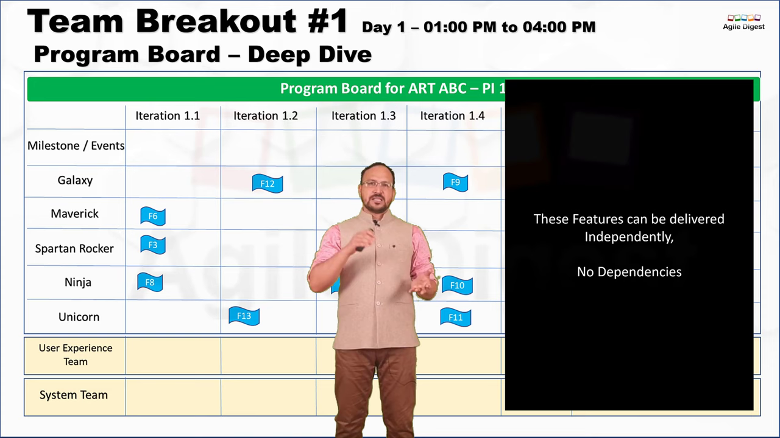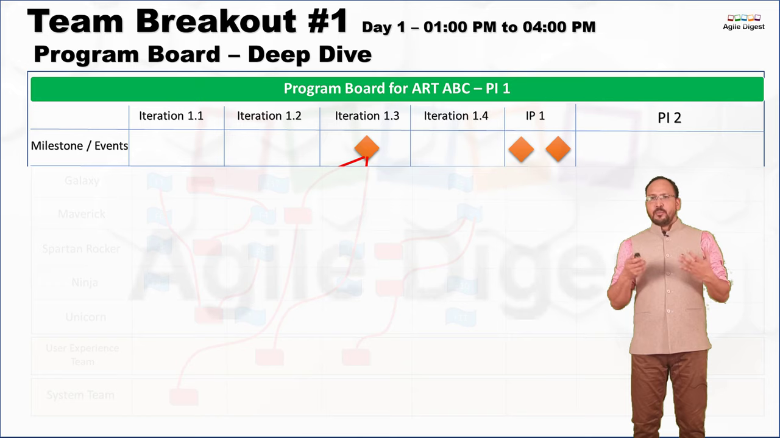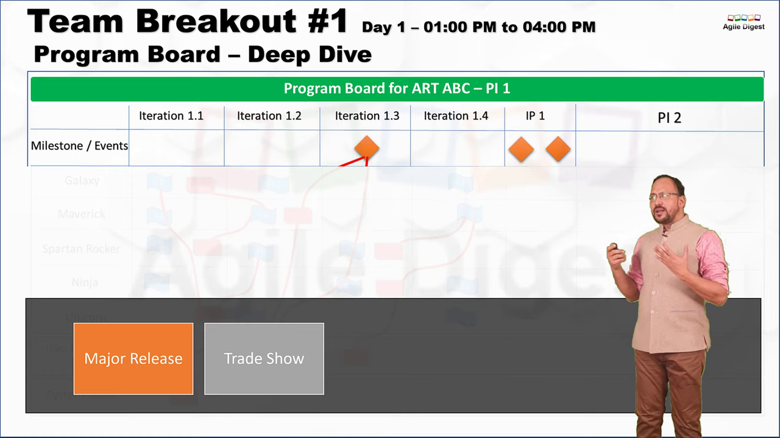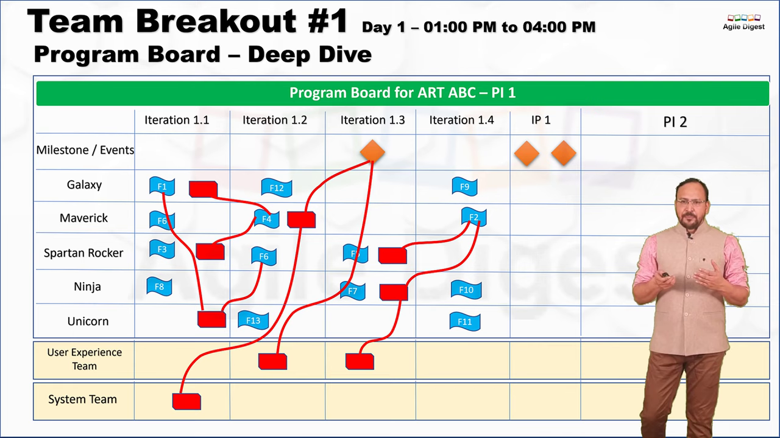Now, there can be other scenarios we can have. Before we go into scenarios, let's try to understand what exactly this milestone is that we are talking about. A milestone can be something related to any major release, trade show, product announcement, delivery from an external supplier, or you can have a learning milestone. There can be multiple activities you can plan and show on your program board.